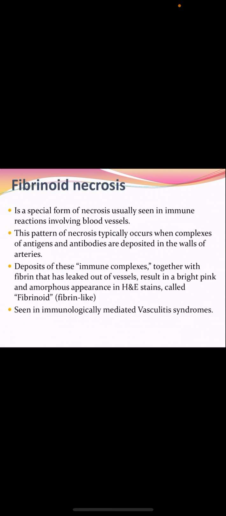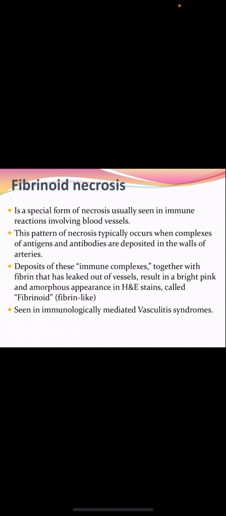This is a photograph of fat necrosis. This is an omentum. You can see chalky white deposits on the omental tissue. This is a photomicrograph. Here you can see adipocytes with basophilic appearance due to calcium deposition, and there is loss of cellular architecture. This is about fat necrosis.